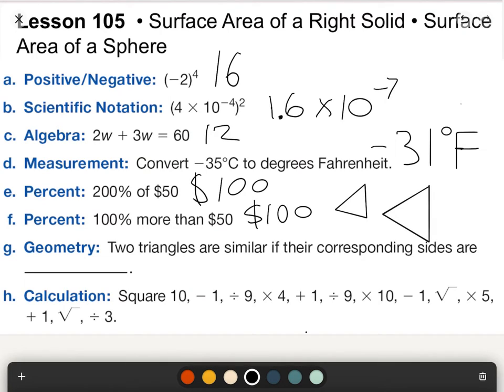So basically, if this was like 2 and this is 4, and let's say this is 3 and this is 6, and let's say this is 4 and this is 8, right? Then all of these are twice as much as these, right? Therefore, since these are all proportional, then these triangles are similar.